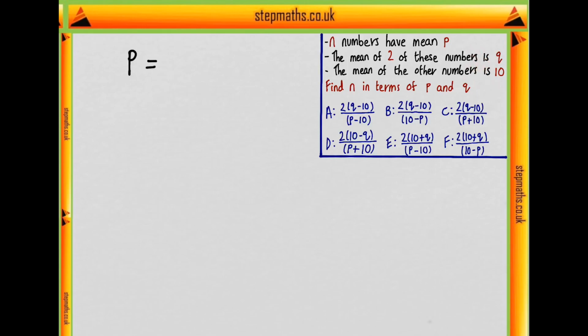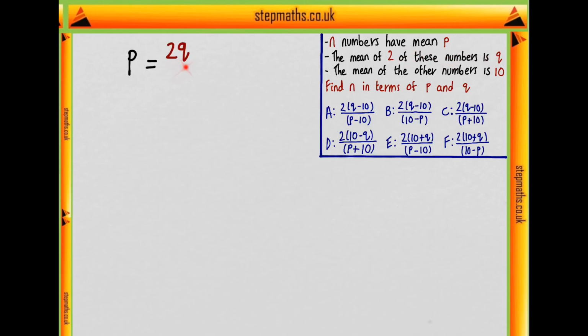So we've got p is equal to, well, what is the mean? The mean is essentially the sum of all the numbers over the number of numbers, i.e. n. So we can find the sum of all of them with these, then we're done. So what's the sum of these two numbers? Well, if we know their mean's q, the sum of them will just be 2 times q.